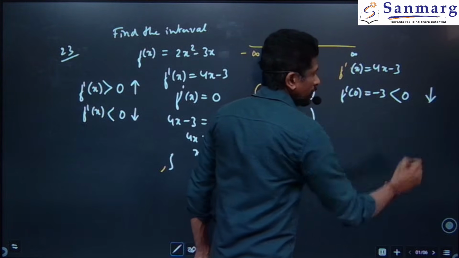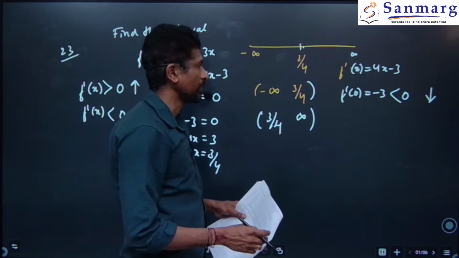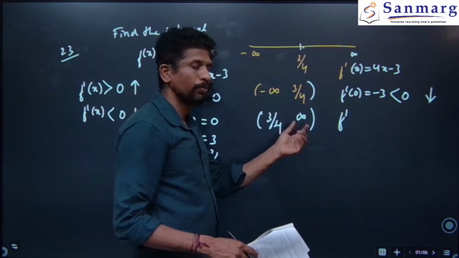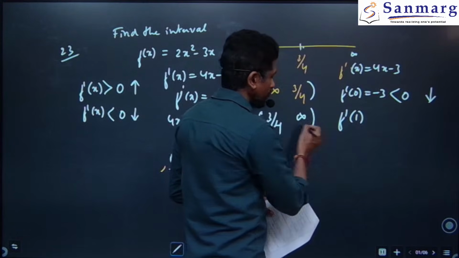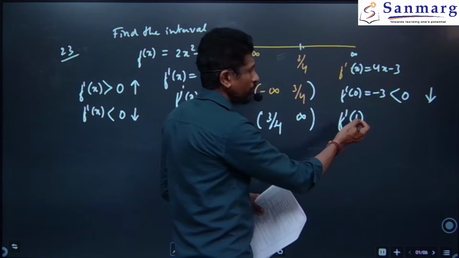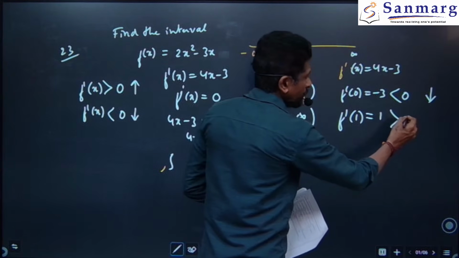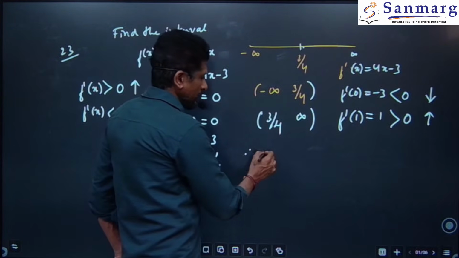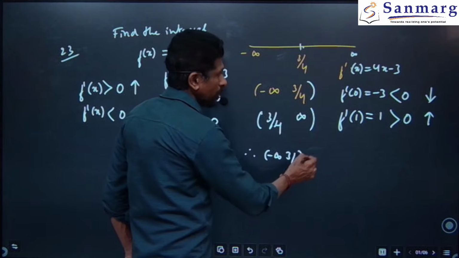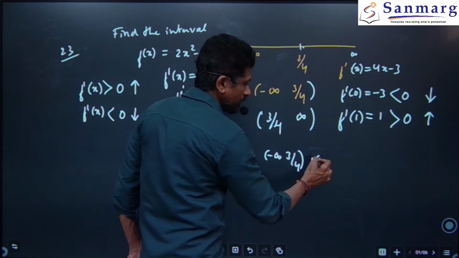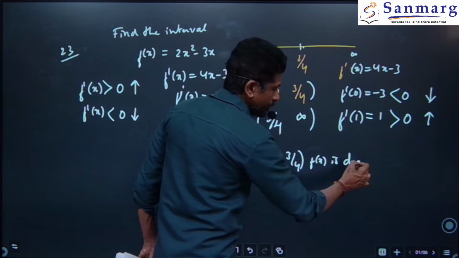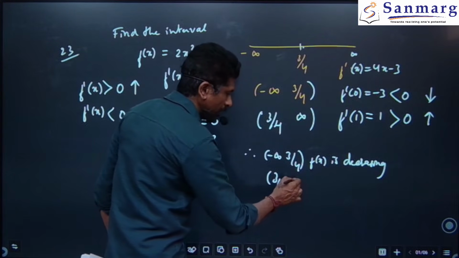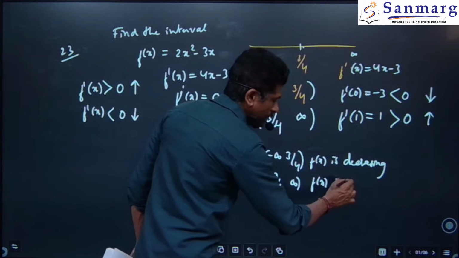If it is a negative value or less than 0, the function becomes decreasing now. For the next interval, the value will be 1 here, or 2, or anything you can consider within 3 by 4 to infinity. So 1 gives a value greater than 0. So now here the function is increasing. Lastly you have to write: in minus infinity to 3 by 4, f of x is decreasing, and in 3 by 4 to infinity, the function is increasing.